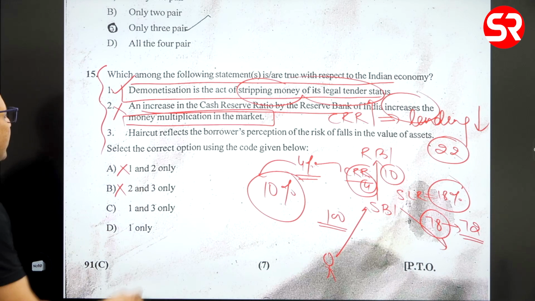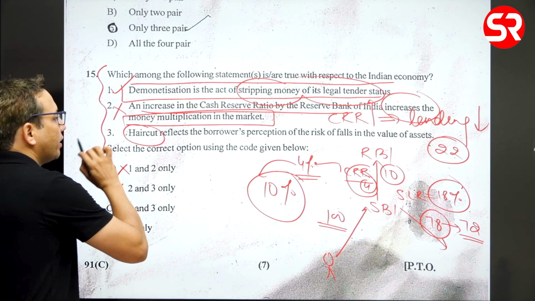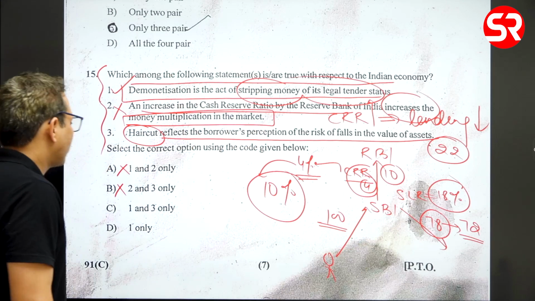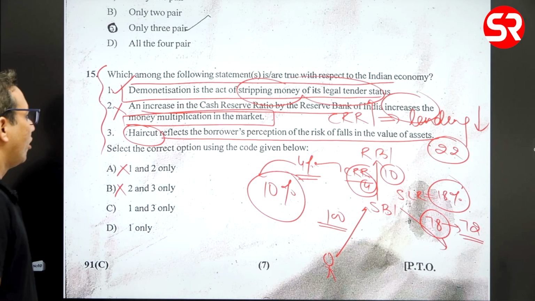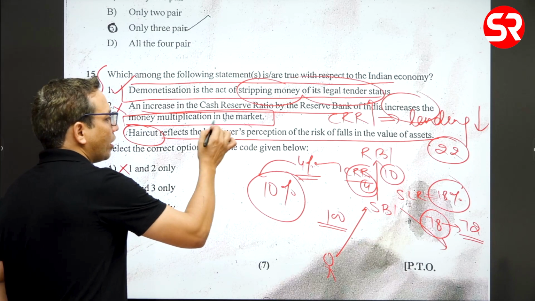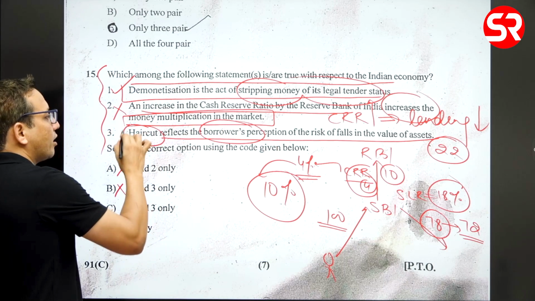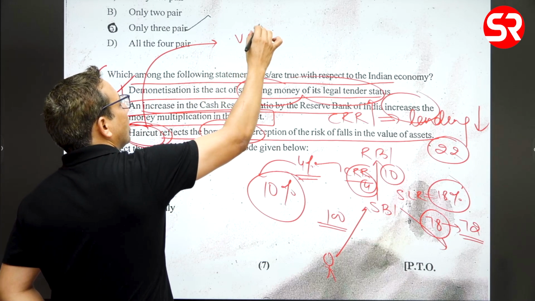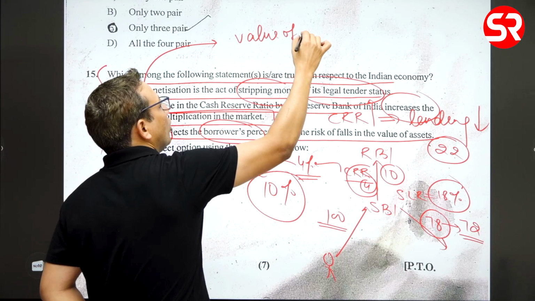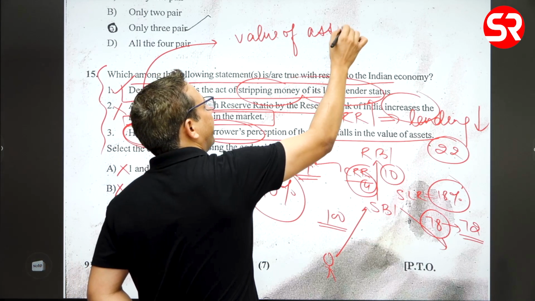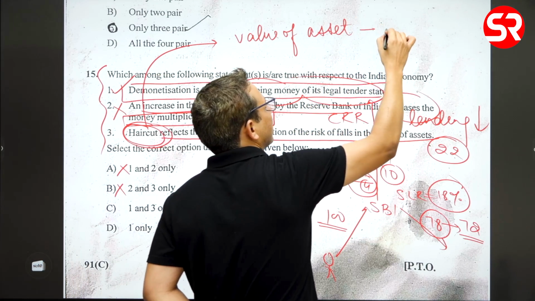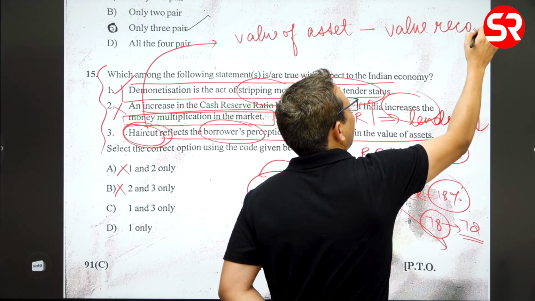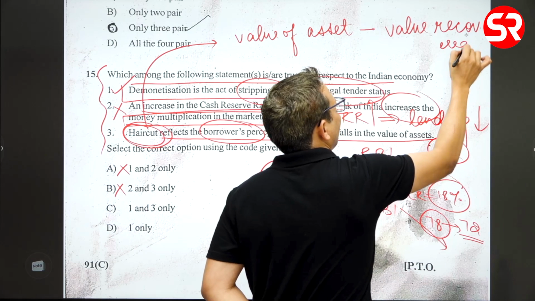The third statement is about haircut, which is a very good concept. Haircut reflects the borrower's perception of the risk of falls in value of assets. No, this is wrong. Haircut is not regarding the borrower's perception. First of all, what is haircut? It is actually the difference between the value of the asset minus the value recovered from the asset.